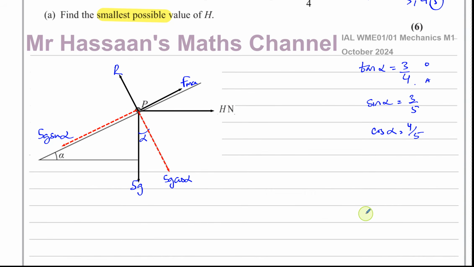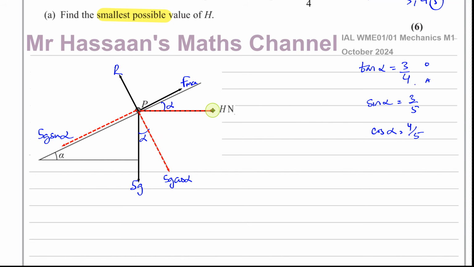So now we also have the force H that needs to be resolved parallel and perpendicular to the plane. What we know is that this is horizontal, and this is alpha. This angle must be alpha by corresponding angles, like the F shape.